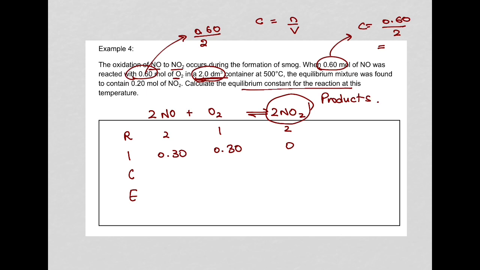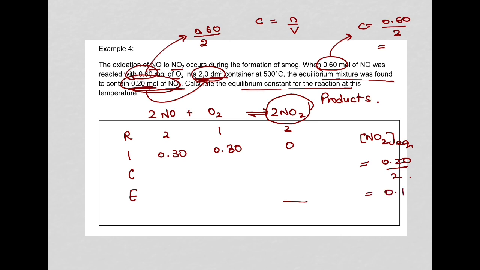Now it says that at equilibrium you have 0.2 moles of NO2. So be careful here. This is the amount of NO2 that you have at equilibrium, but this is 0.2 moles, and this is in 2 dm cube. Therefore, concentration of NO2 at equilibrium is going to be number of moles divided by volume. So 0.1. So this is 0.1 here. So what's the change? Change is plus 0.1. Plus, because this is products is increasing.